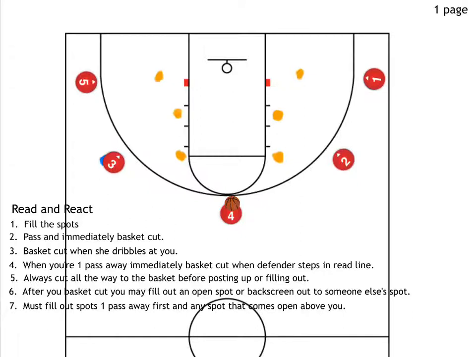Other rule. This is very, very important. I'm going to add some defense now for you to see this. If you're 1 pass away, so we've got the ball at the point now, number 4, so 2 and 3, they're 1 pass away. If your defender steps in the read line, so right here, number 2, she's now stepped in the read line. By the read line, we're talking about the imaginary line between the ball and you when you're 1 pass away. If your defender does that, you must immediately basket cut.